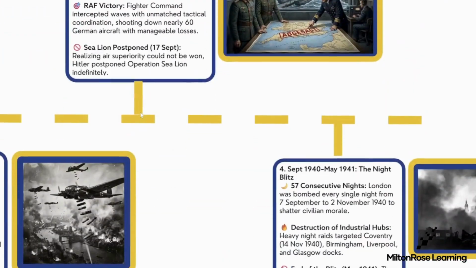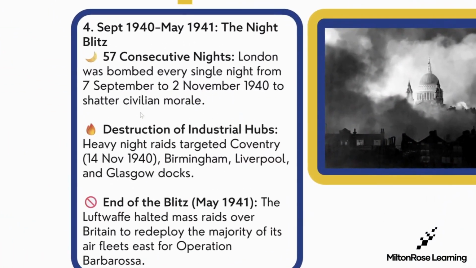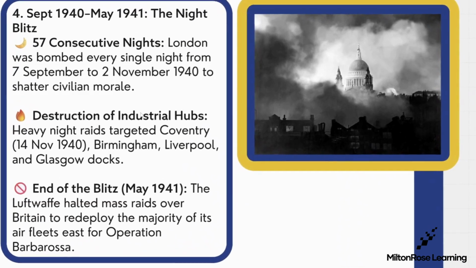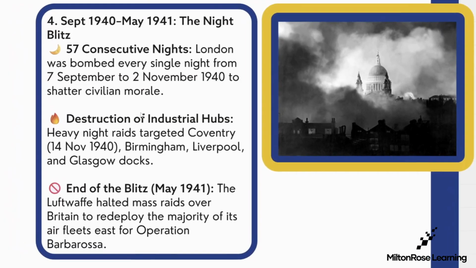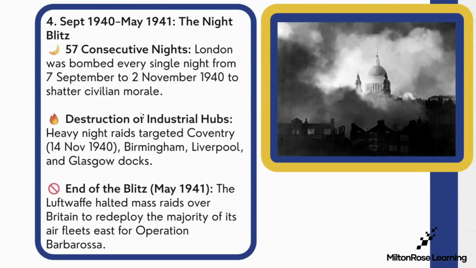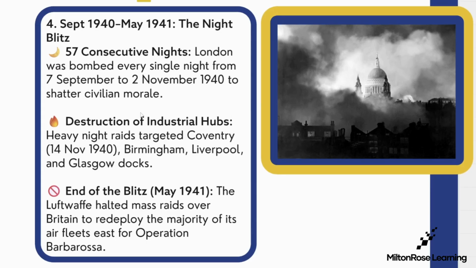So that brings us to the final part of the chronology, September 1940 to May 1941, the night Blitz. So 57 consecutive nights London was bombed from the 7th of September to the 2nd of November 1940 to try and shatter civilian morale. Okay, and a very famous image there of St Paul's Cathedral through the Blitz.